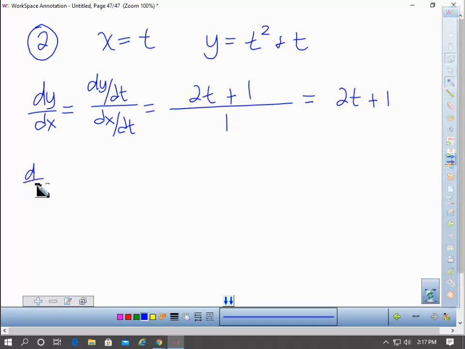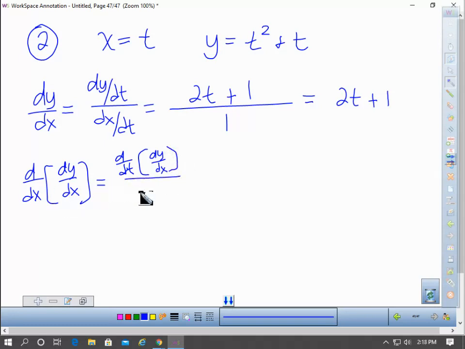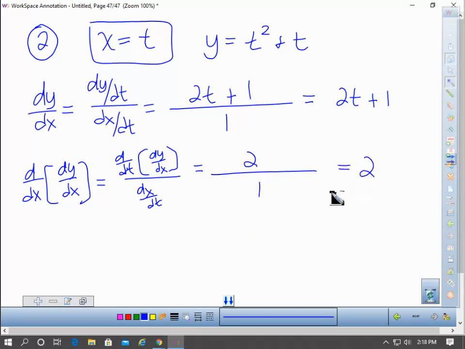Now let's find the second derivative. So now let's do d/dx of dy/dx, which means we're going to do d/dt of the first derivative and divide it by dx/dt. So I just need the derivative of my first derivative in terms of t's. Well, that's going to be a 2. Then I'm dividing it by the x one of the parametric equations. I'm going to take the derivative of that in terms of t's, which is going to be 1. So that means the second derivative is 2.